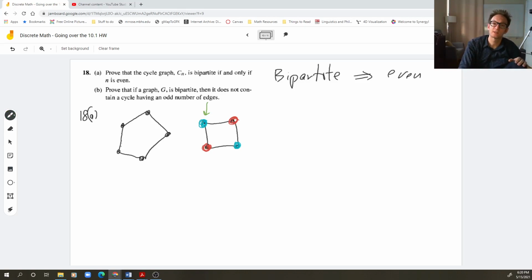This was meant to be almost a warm-up to that. Of course, the other direction, going from even to bipartite, is more straightforward, because here you just produce the bipartition, as I have done, right? You just arbitrarily designate a vertex in one set and you go around and it just works. And so you've shown that it is bipartite.